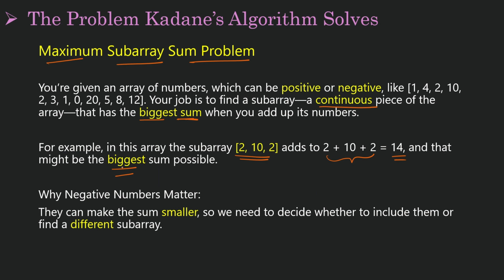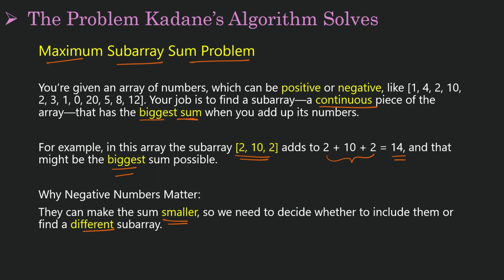This problem is exciting because it's like identifying the best part of a sequence, such as the most profitable streak of days for a business or the highest scoring segment of a game. The challenge comes from negative numbers, which can reduce the sum, forcing you to decide whether to include them or look for a different subarray. Since the subarray must be continuous, you can't skip numbers in the middle, making the problem tricky but interesting.